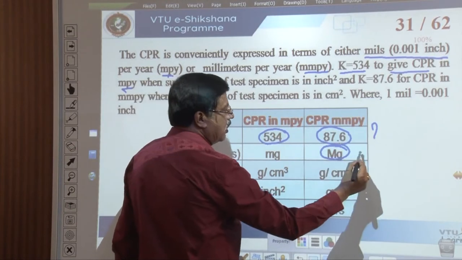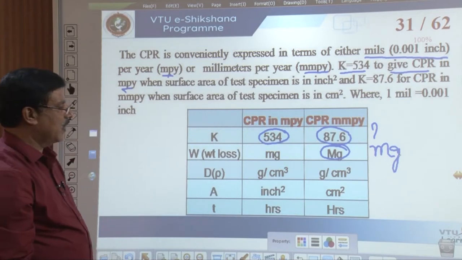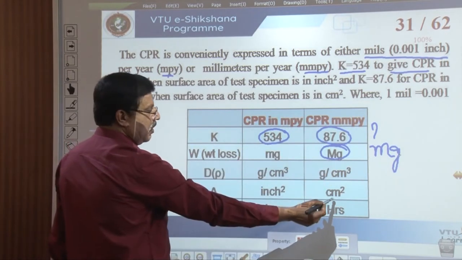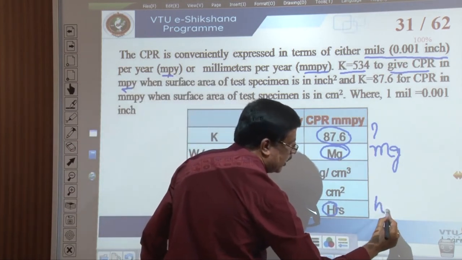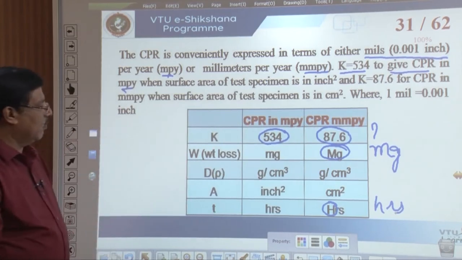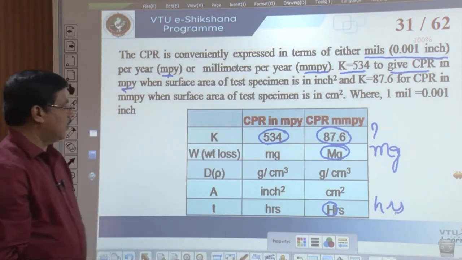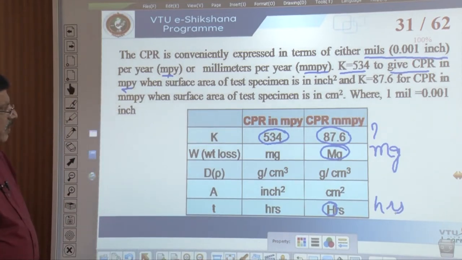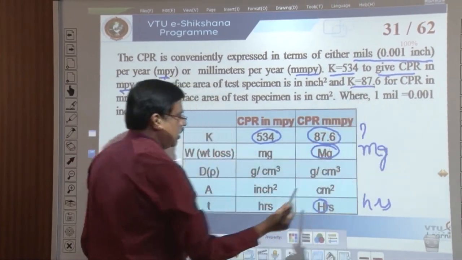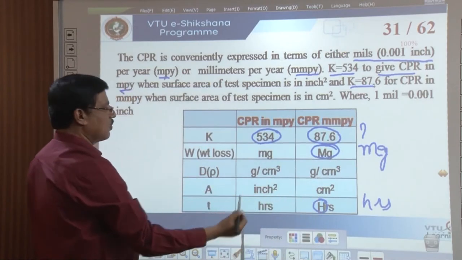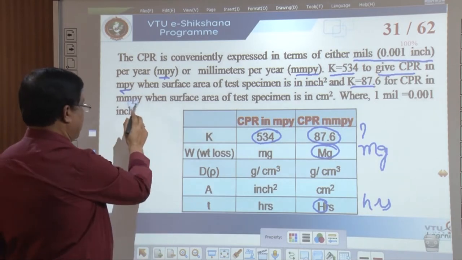This is not capital MG, this is milligram only. Gram per centimeter cube, and area in inch squared or centimeter squared. Time is in hours, small h, hrs, not caps. Only this value is changing, inch squared or centimeter squared. Otherwise, all the values are the same. When the surface area of the test specimen is in inch square, K is equal to 87.6, then for a CPR in millimeter per year.